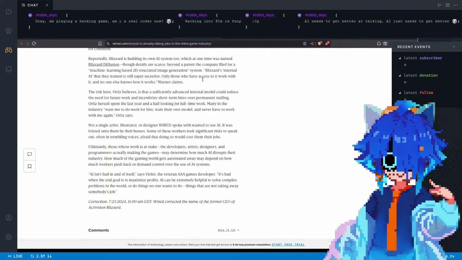Some of those workers took significant risks to speak out, often in trembling voices, afraid that doing so would cost them their jobs. Ultimately, those whose work is at stake, the developers, artists, designers, and programmers actually making the games, may determine how much AI disrupts their industry. How much the gaming world gets automated away may depend on how much workers push back or demand control over the use of AI systems.